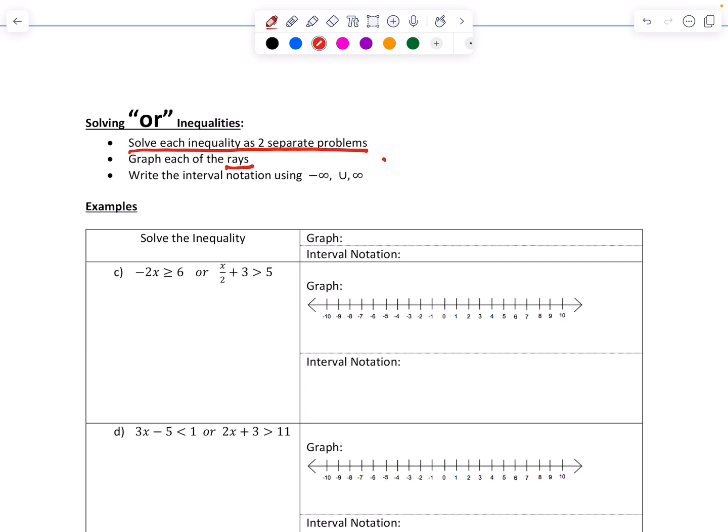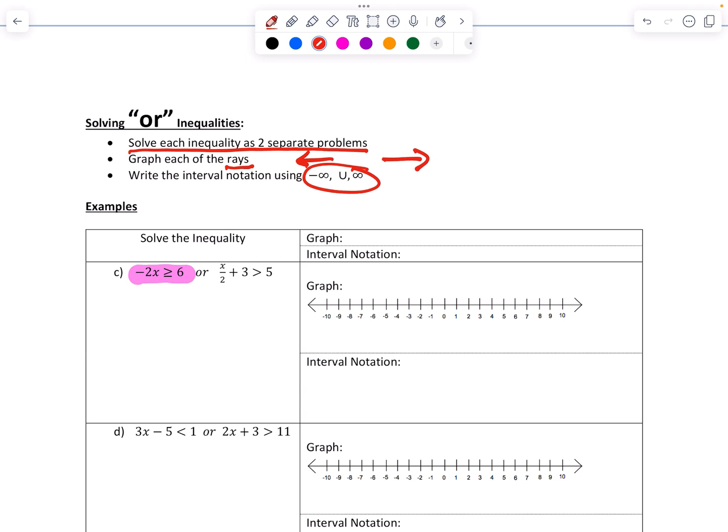So you're going to have one that goes this way, one that goes that way. When you do that, you're going to have to use negative and positive infinity when you write your interval notation. So here's an example: negative 2x is greater than or equal to 6. I'm just going to solve this like 2 separate problems. So let's try and solve first this inequality right here.